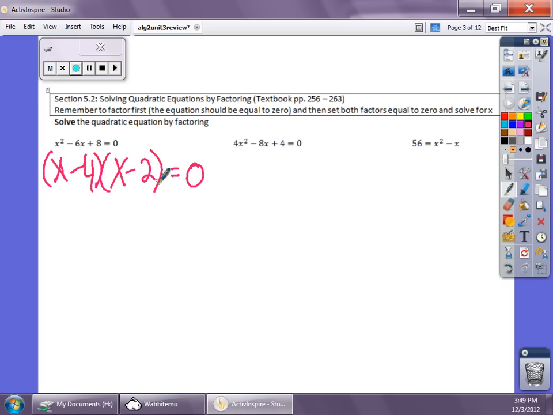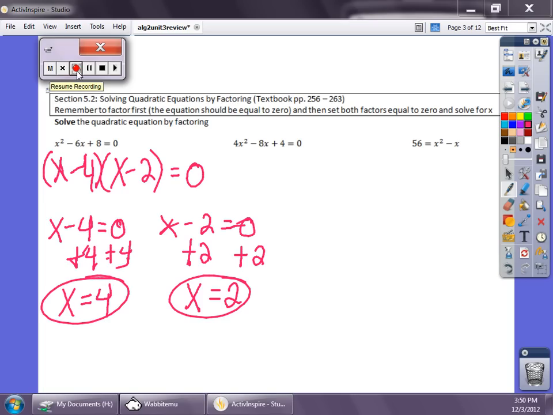and -2. Now, the zero product property tells us that if two factors are multiplied together to give us 0, then one or both of them must equal 0. So I set x minus 4 equals 0 and solve for x, and x minus 2 equals 0 and solve for x. When I solve, I get x equals 4 and x equals 2. And remember, you can always check your solutions by plugging them into the original and seeing if you get 0.